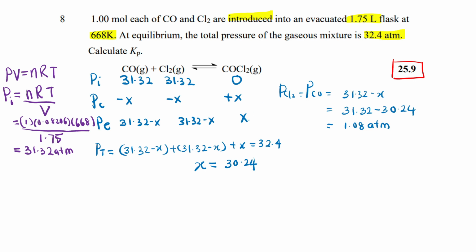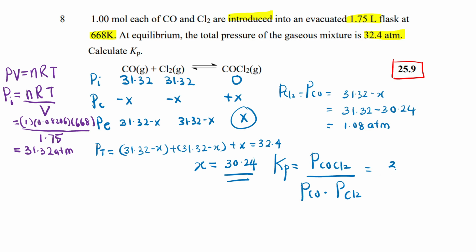So what is x for? It is for COCl2. The formula Kp equals the partial pressure of COCl2 over the partial pressure of CO times the partial pressure of Cl2. So substitute all the values we got earlier. COCl2 is x, which is 30.24, over 1.08 squared, because the pressure is the same for CO and also Cl2. So the final answer is 25.9.